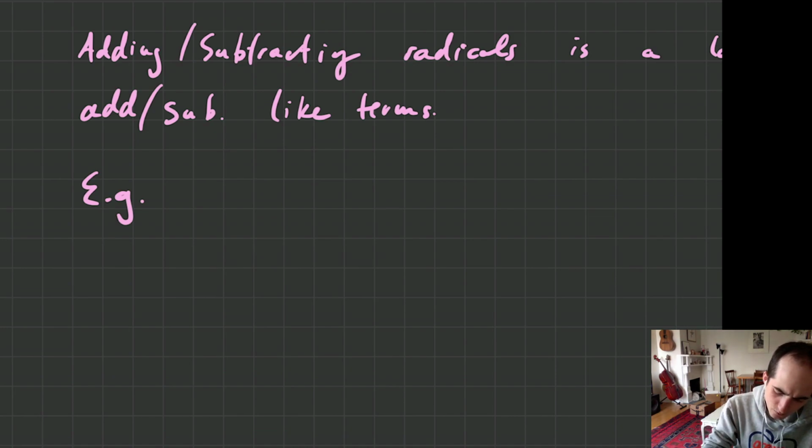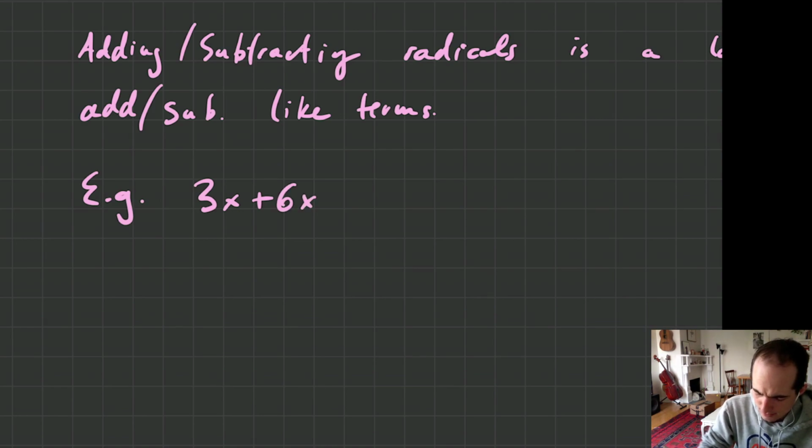Okay, so for example, consider something like this, where we are adding 3x plus 6x, right? These are like terms, right? So this would give us 9x.